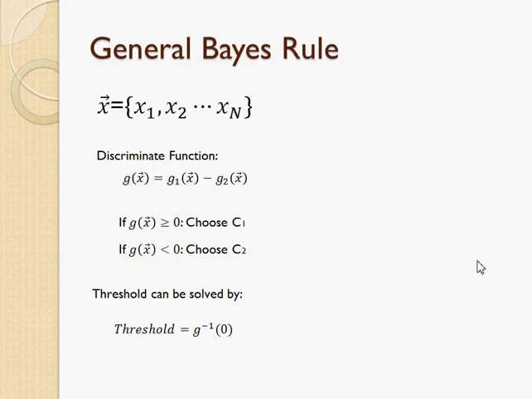If we apply the general Bayes rule, which is used for classifier, G1 and G2 are the product of the density of each class and the class prior. A general discriminant function G of feature vector can be written as the difference between G1 and G2. By comparing the value of G with 0, we can choose class 1 or class 2 accordingly. And the threshold can be calculated by reversely solving the discriminant function at the result 0.